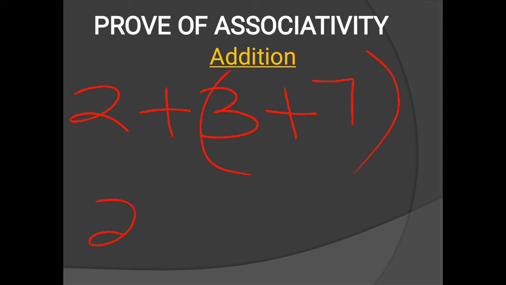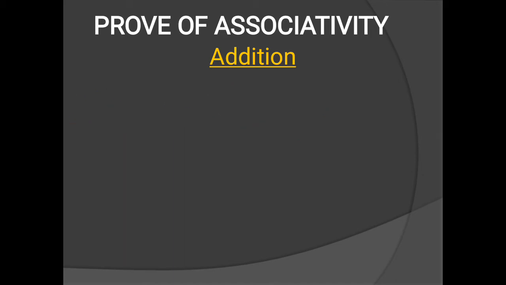So let's solve parentheses first. 3 plus 7 is what? 10. 10 plus 2 is 12. You see, it also gives us the same thing, 12. You can try a lot of numbers and you should get the same answer. Always the same.